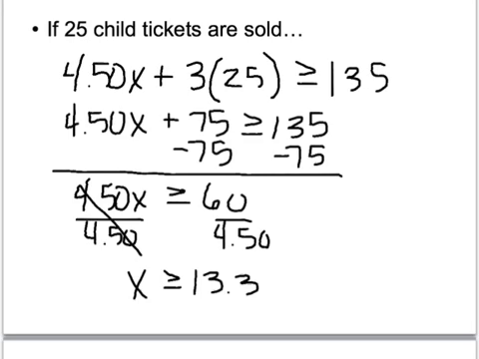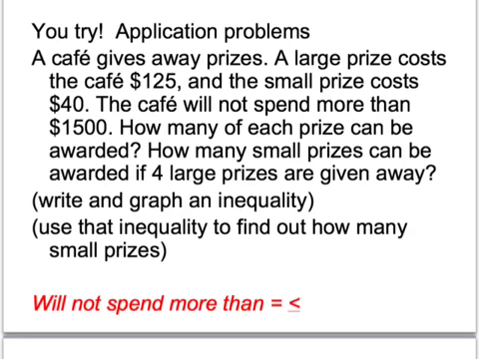Solving this equation for x, we get x is greater than 13.3, and I think that's actually repeating. You can't sell a part of a ticket, so you have to round up. Think about your answer. So you need at least 14 adult tickets sold to make the money. All right, you try it.